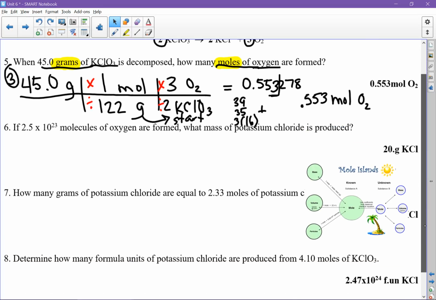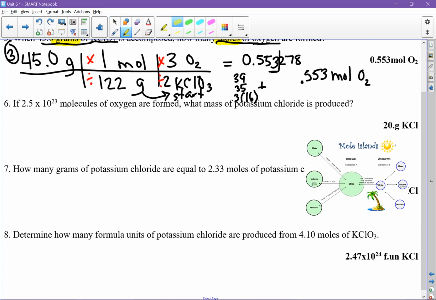Alright, let's take a peek at our next question. Find what you're looking for. I see something about molecules and I see something about mass. Okay, so molecules lives down here on Particle Island. The problem is, do we go to this mass island or to this mass island? You have a choice, right? But only one of them is actually right.